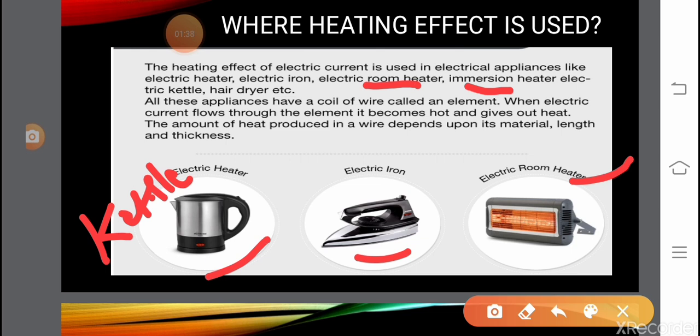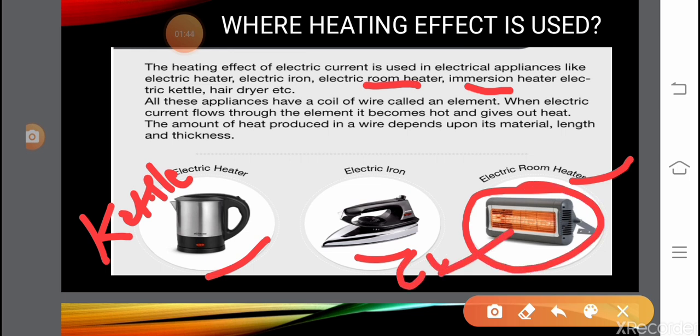When you note down carefully, all these appliances have a coil of wire inside. This coil is called element. So this is very important. You should note down what is element. When the current flows through this coil of wire or this element, it becomes hot, even red hot, and gives out heat. This is called the heating effect, and this is the basic and major application of the heating effect in these appliances. But the amount of heat depends on many factors.